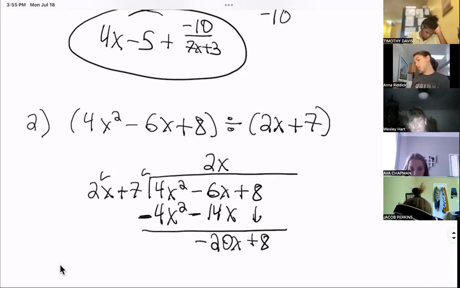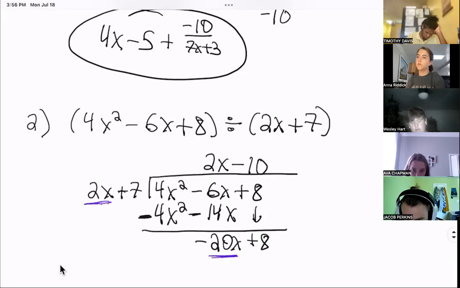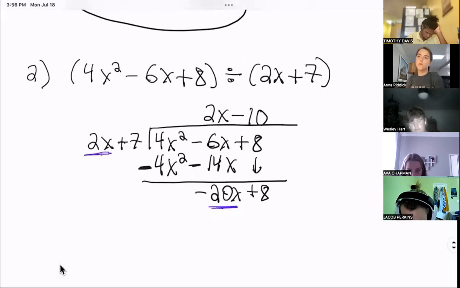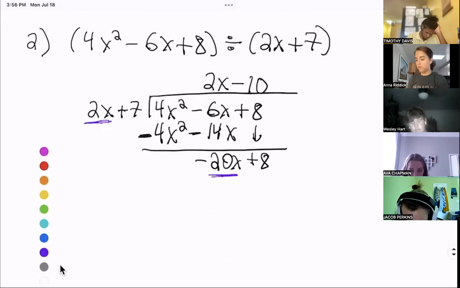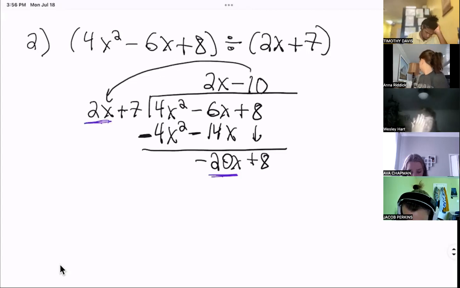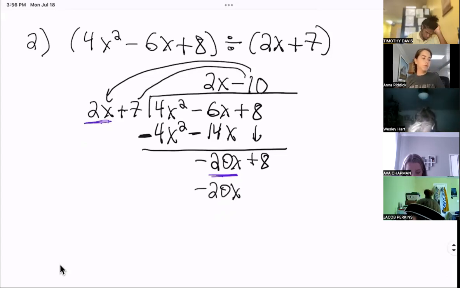Now we're going to do the same thing, except this time we're going to match negative 20x using 2x. What do I multiply 2x by to get negative 20x? First, it has to be a minus or negative. 2 times 10 is 20, and I already have the x. So we're going to now distribute negative 10. Negative 10 times 2x is negative 20x. And negative 10 times 7 is negative 70.